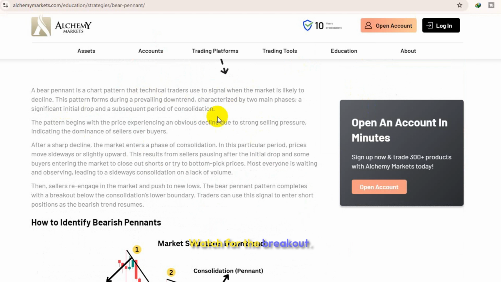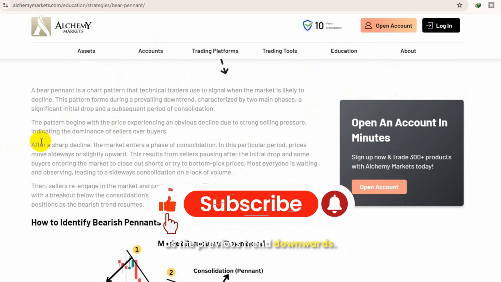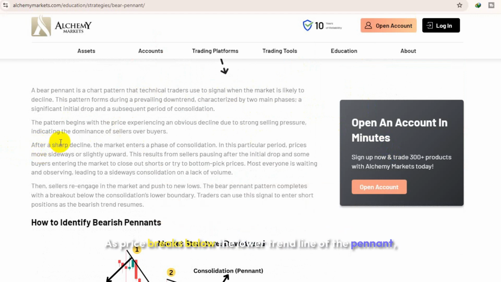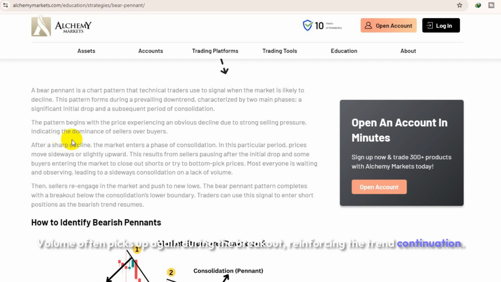Watch for the breakout. The pattern typically resolves itself with a breakout in the same direction as the previous trend, downwards. As price breaks below the lower trend line of the pennant, a continuation of the downtrend is confirmed. Volume often picks up again during the breakout, reinforcing the trend continuation.